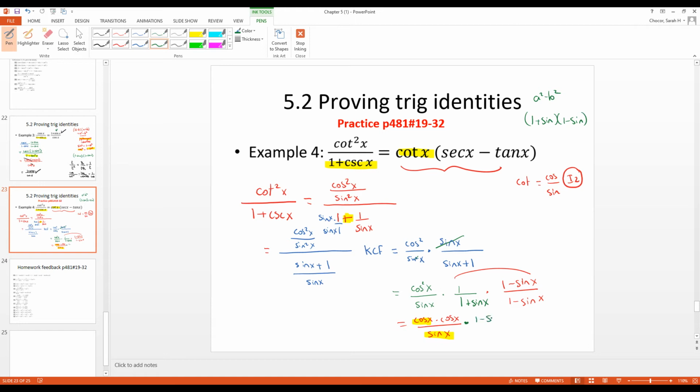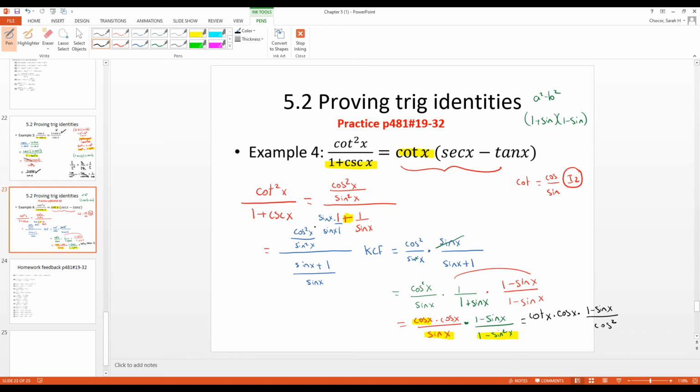Distributing the 1 is easy. And distributing the bottom is a squared minus b squared. And now we can change the 1 minus sine squared into cosine squared. So we will be left with cosine over sine, that's a cotangent, times cosine, times 1 minus sine, and over cosine squared.